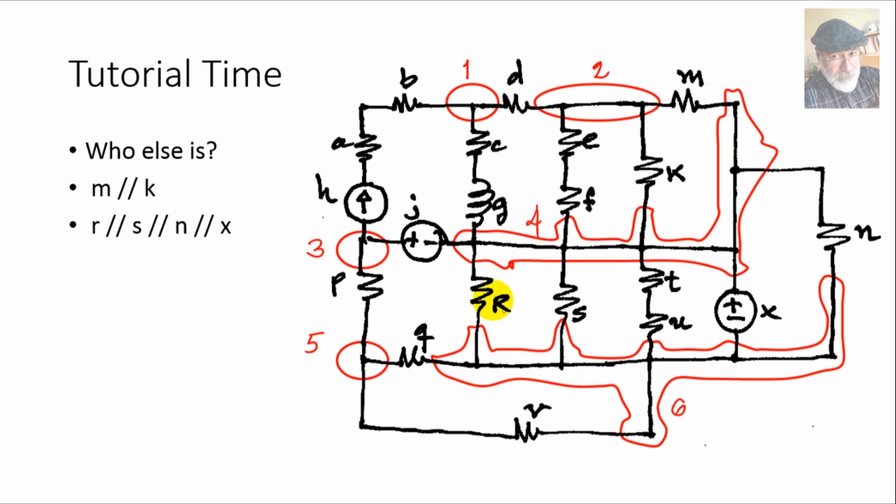I told you R, S, X, and N. The 4 of those elements are in parallel. Who else? Q and V. This Q and this V. Both in atomic branches and both between nodes 5 and 6. They are in parallel. Cool, huh?